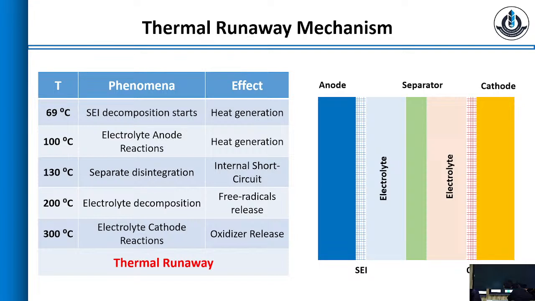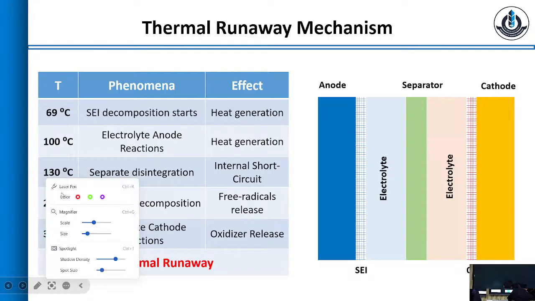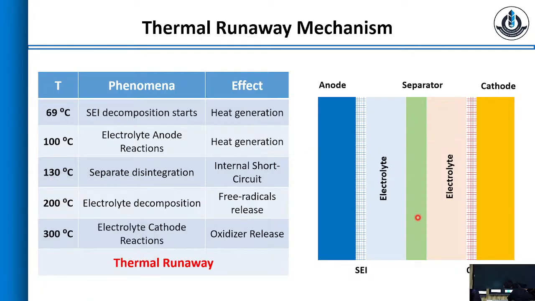Once the battery temperature reaches 130 degrees Celsius, the separator, the green zone, basically disintegrates. It is no longer maintaining separation. What this leads to is an internal short circuit between the anode and the cathode. Now when there is a short circuit, you have a path of low resistance. Very fast reactions start to take place, and all of them are exothermic reactions.